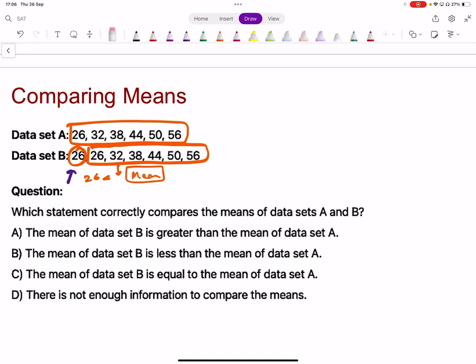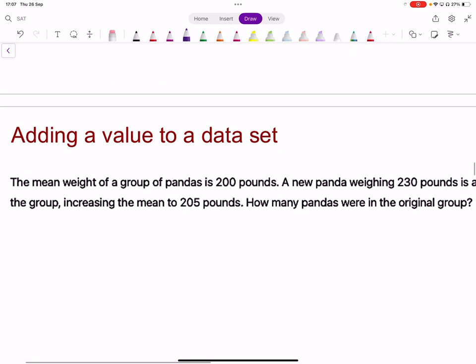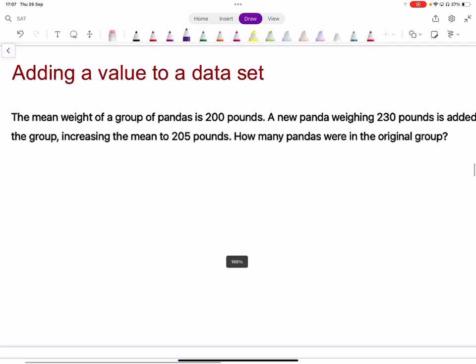So that's option B. Is that okay? Because mean of data set B is less than the mean of data set A. No problem? So this is something that you should keep in mind because you can do some problems without actually calculating the means. You can just look at the data and figure out what mean is going to be bigger and which is going to be lower.